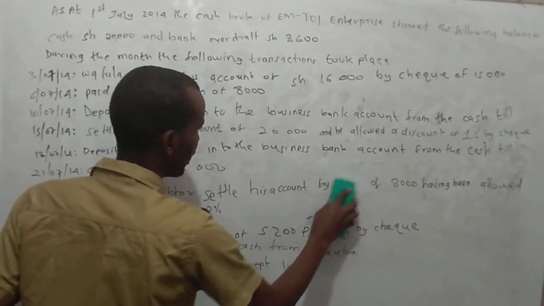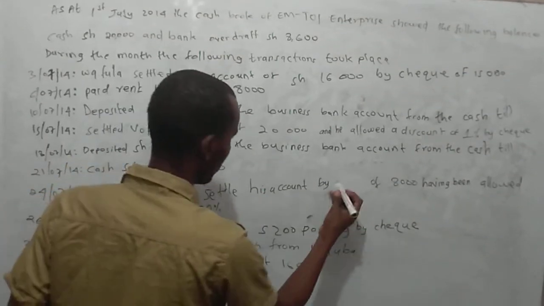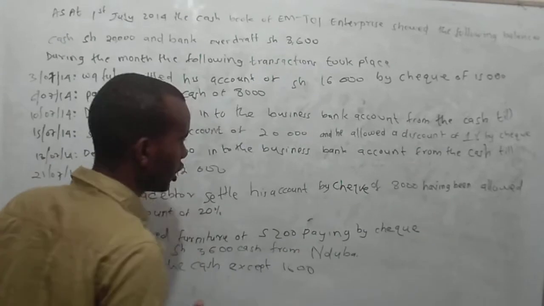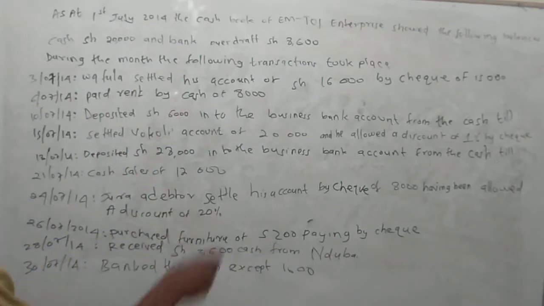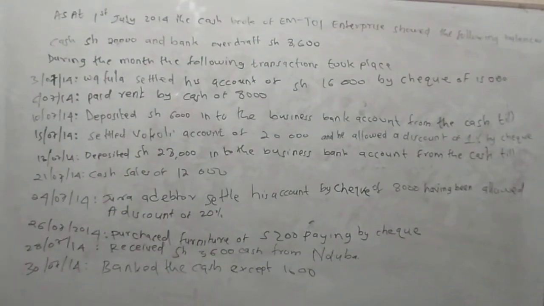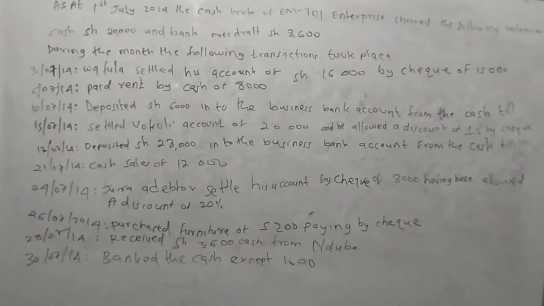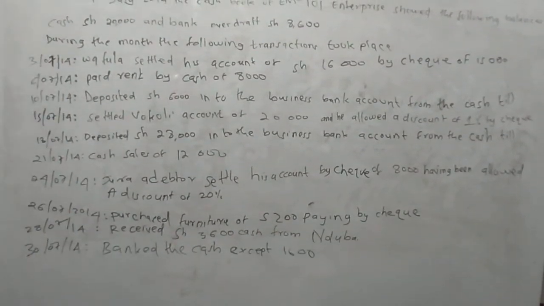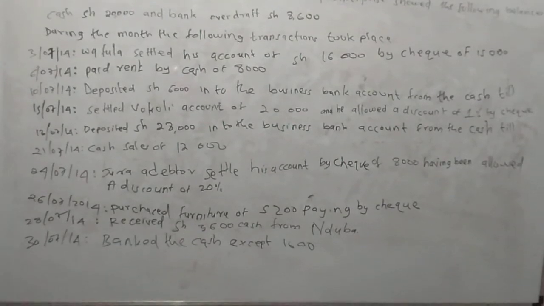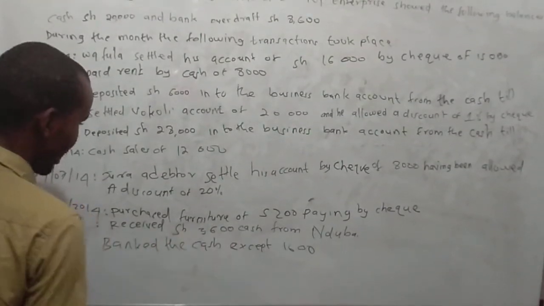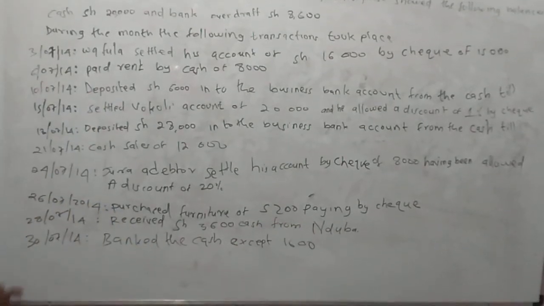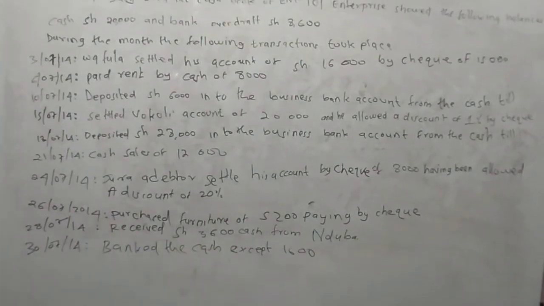by a check of 8,000, having been allowed a discount of 20%. 26th, purchased furniture of 52,000, paying by check 5,200. 28th, received 36,600 cash from Duba. 30th, bank the cash except 1,600.